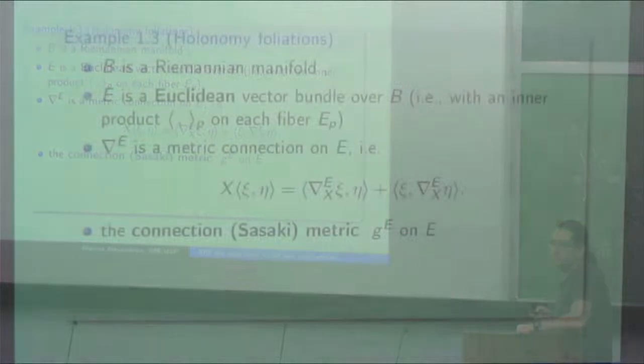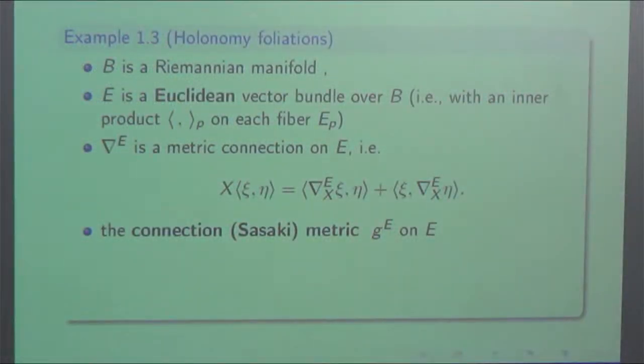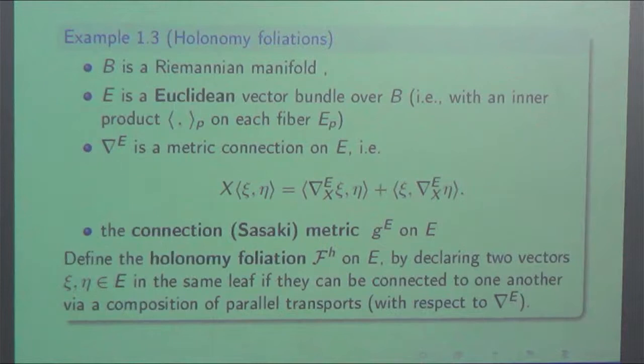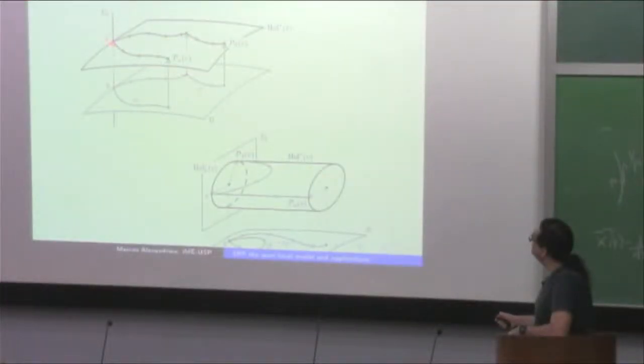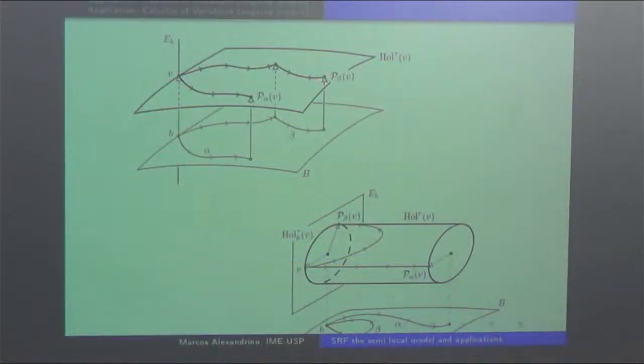Of course, you can always ask questions. It doesn't matter. It will be even funnier if you do. So we define a holonomy foliation by declaring that two vectors are in the same leaf if you can connect one to the other via compositions of parallel transport. So let us put a picture, a better picture than I can draw. Here, you start with your base, here with your vector, and start making parallel transport of this vector. You can make a parallel transport here also, and the leaf will be the collection of all those parallel transports, okay?